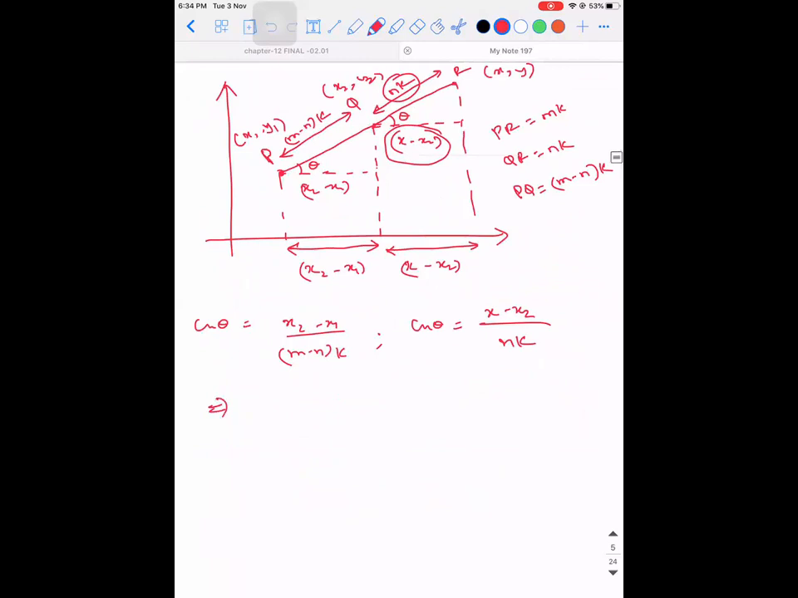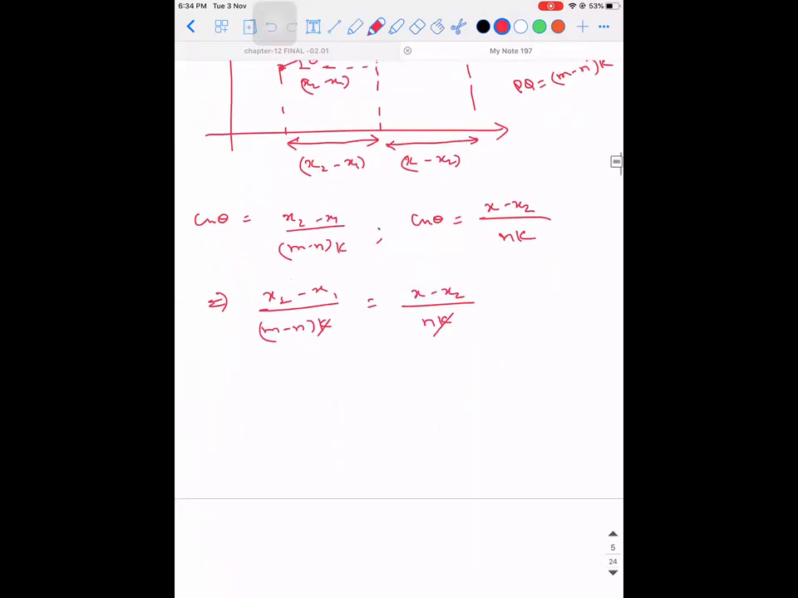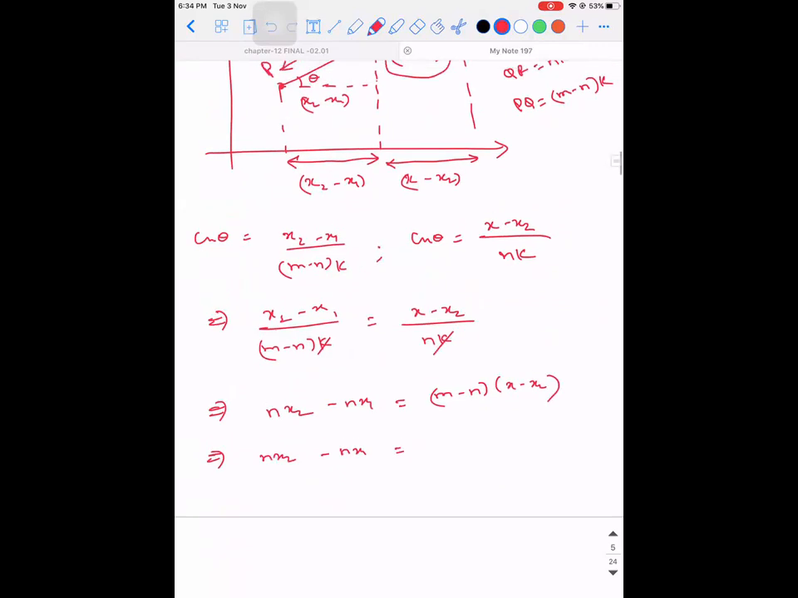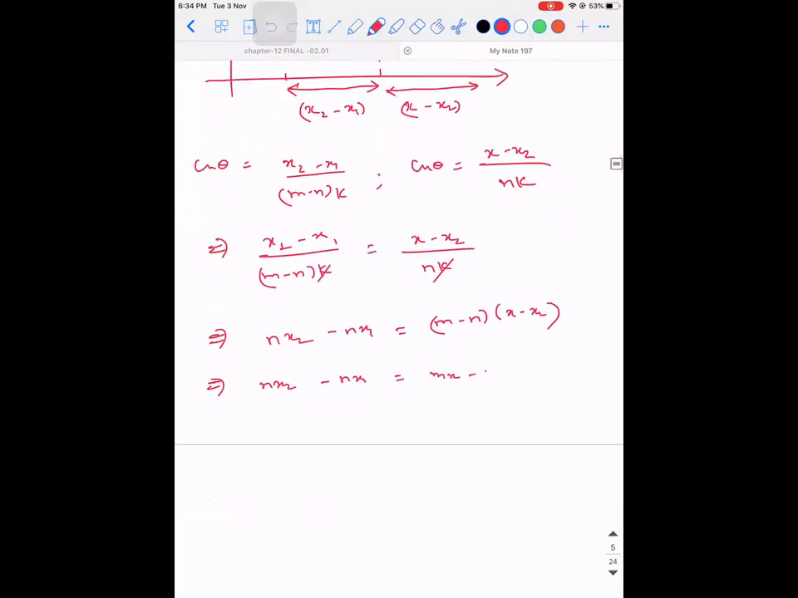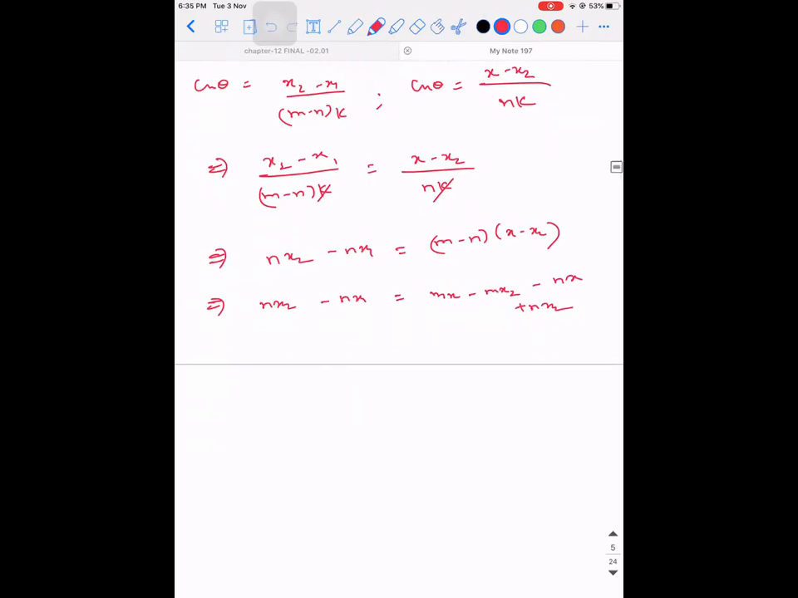Then what are we supposed to do? X2 minus X1 divided by (M minus N) into K is equal to X minus X2 divided by NK. K and K will get cancelled, which implies N X2 minus N X1 is equal to (M minus N) into (X minus X2). So N X2 minus N X1 is equal to, what is it? MX minus MX2 minus NX plus NX2, right? Is there anything that gets cancelled? NX2, sir. NX2, there is no cancellation.